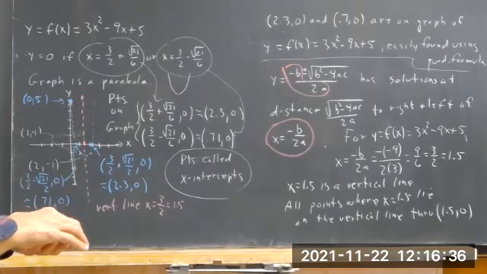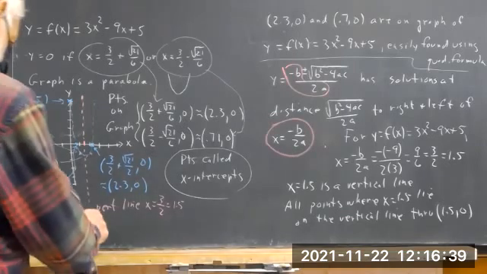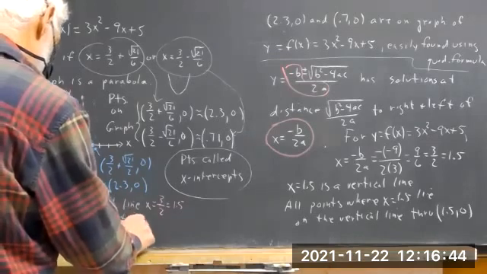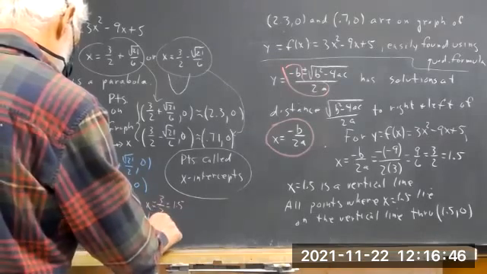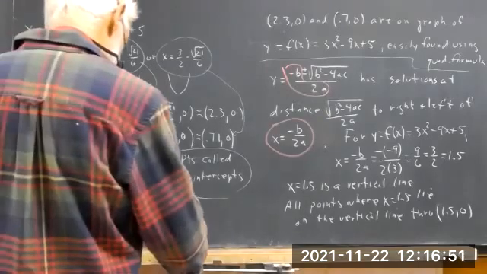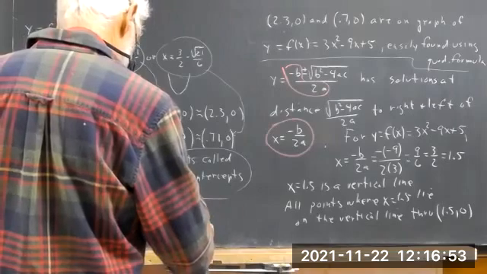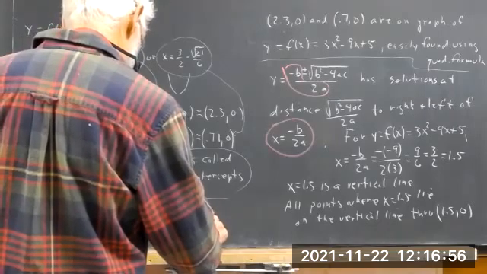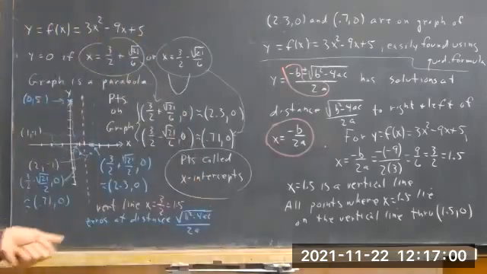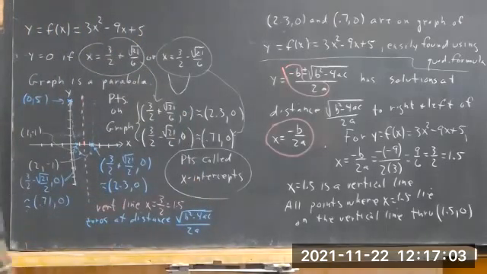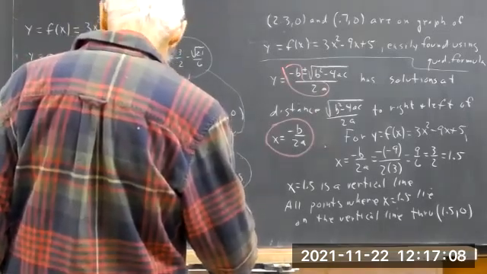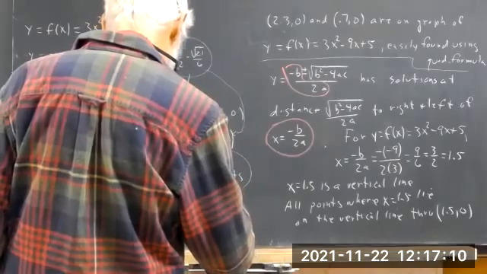Vertical line here. Zeros are at the distance square root of b squared minus 4ac over 2a, which is approximately 0.8.